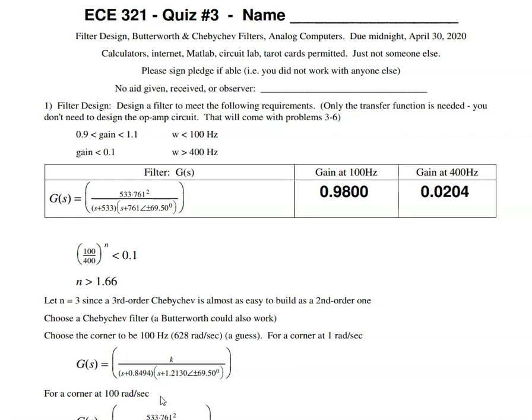The first problem: I want to design a filter that has a gain of at least 0.9 for the frequencies below 100 Hz, and no more than 0.1 for frequencies above 400 Hz. To do that, you first find the order of the filter.